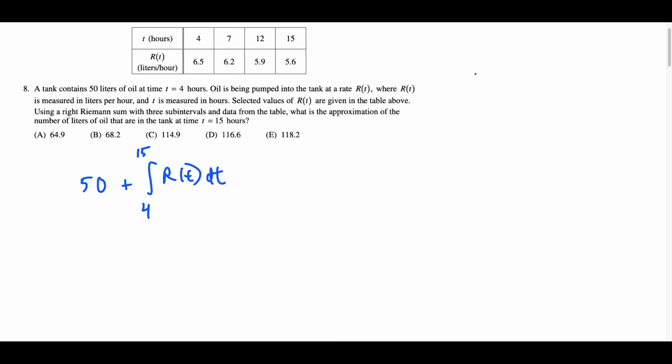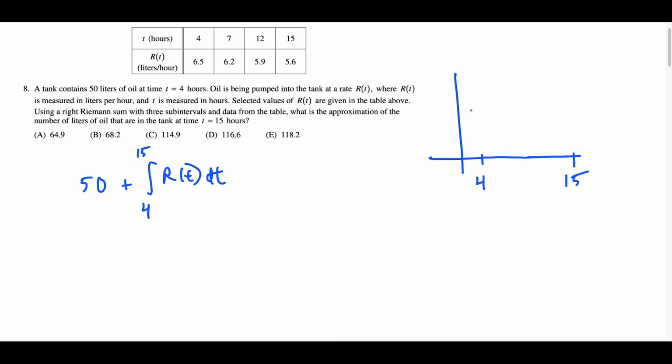Now, if this concept doesn't make a ton of sense, just know r of t is in liters per hour, and dt, the change in time, is in hours. So when you multiply liters per hour by hours, that's giving you just liters, which does answer the question of how much oil is in the tank. So that's why we integrate. Now, the other idea is we have to do a Riemann sum, where you're doing a right Riemann sum, and we're going from t equals 4 to t equals 15. So if you could do this with just the table of values, then awesome.